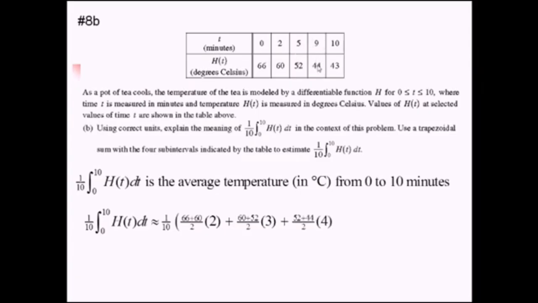And finally, 44 plus 43 over 2 times a height of 1. And as long as you put units on this, degrees Celsius here, you're actually done with the problem. But if you wanted, this was a calculator problem, so you could have actually gone through and calculated the final number for this, which I'll do now.